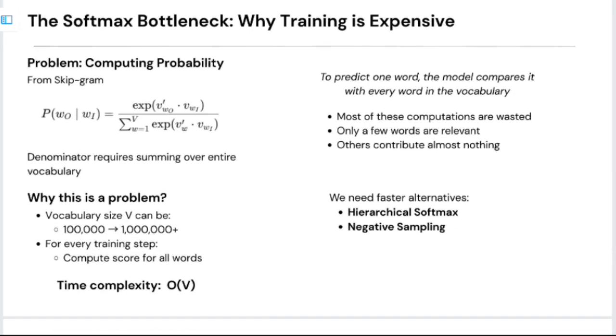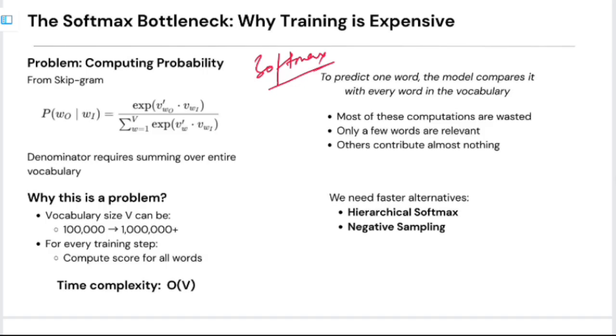Now let's talk about the bottleneck which is in this paper. So now that we understand how CBOW and skipgram work, we run into a very serious problem when we try to train these models at scale, and that problem comes from the softmax function. As I've told you earlier, we use softmax and that is creating a problem now.